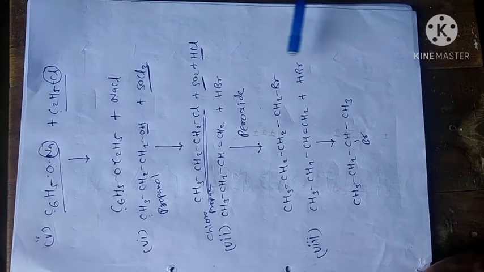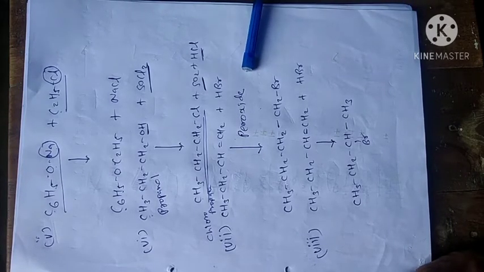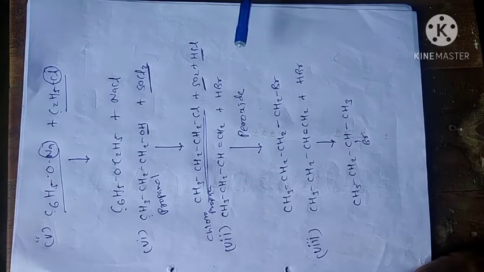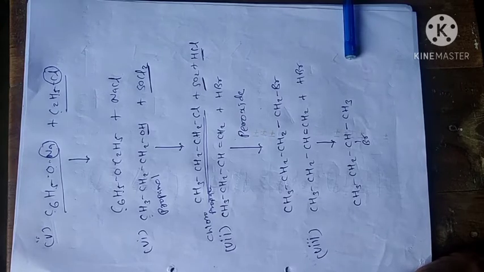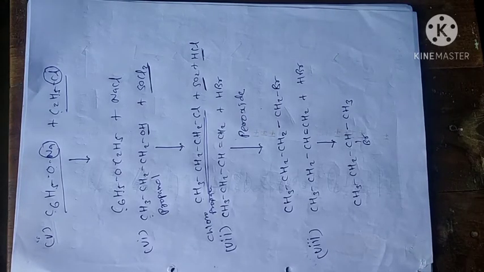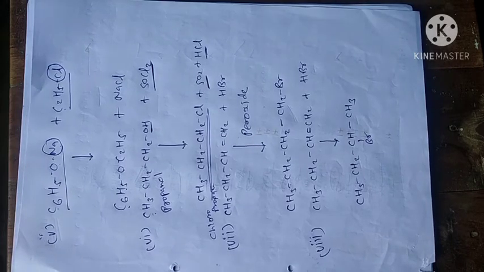Now last two reactions are here. In 7th number, anti-Markovnikov rule is used, and in 8th number, Markovnikov rule is used. I think you must have learned this too, so you can do it yourself. Product is written here. Just go through it.